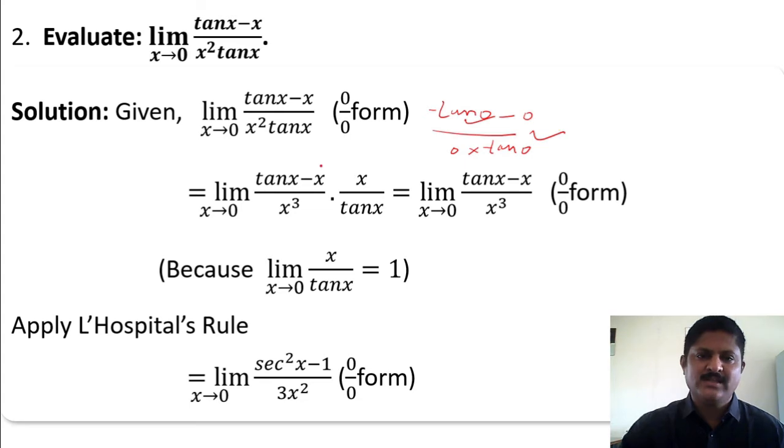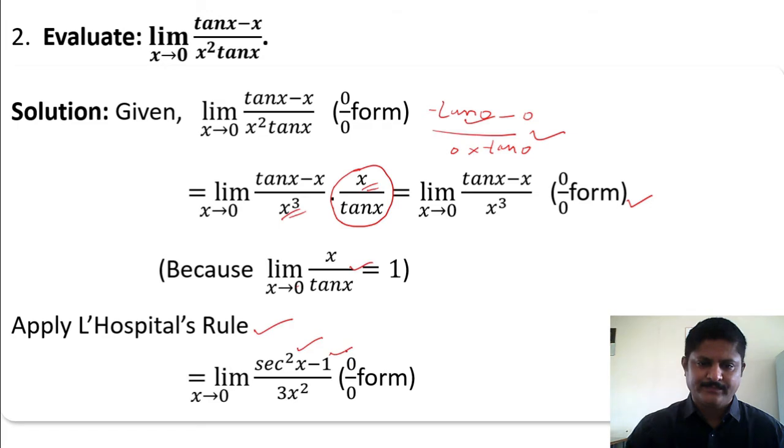First we are going to adjust this, multiply and divide by x here. Also separate this limit: see this limit of x tends to 0, x by tan x is nothing but 1. Therefore this value becomes limit of tan x minus x divided by x cube, which is 0 by 0 form. Apply L'Hospital's rule, which equals limit of differentiation of tan x, which is nothing but secant square x, minus differentiation of x, which is 1, divided by differentiation of x cube, which is 3x square.